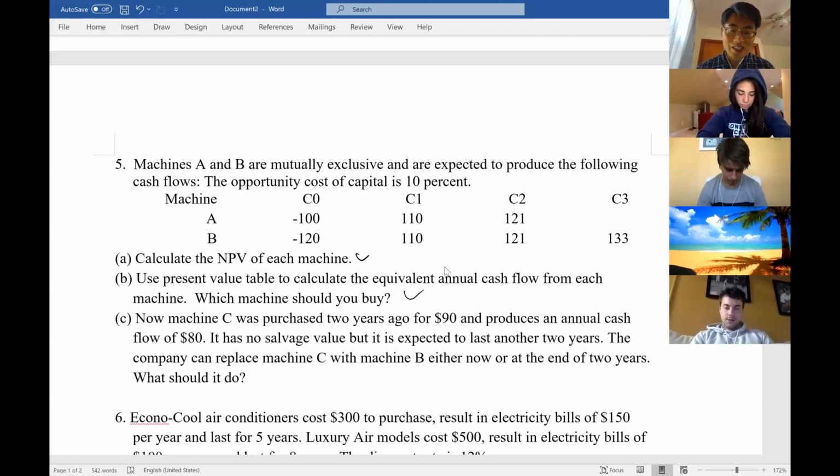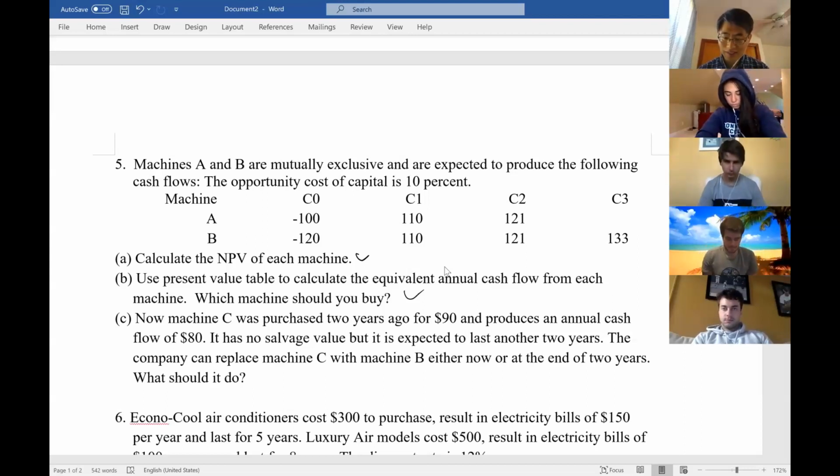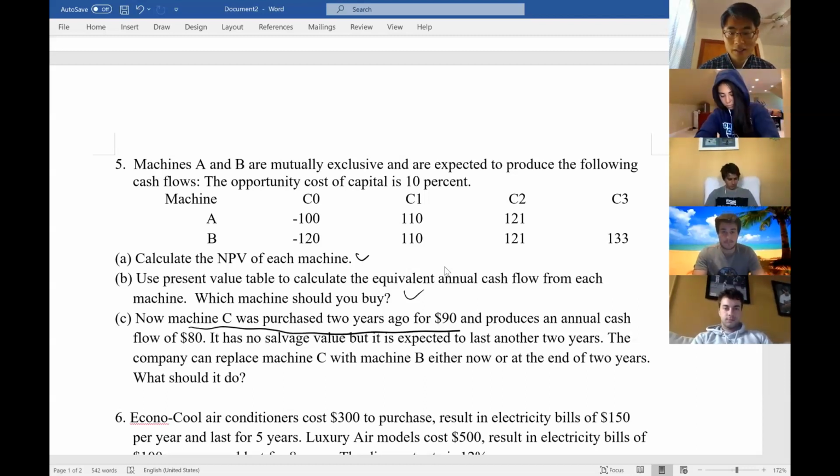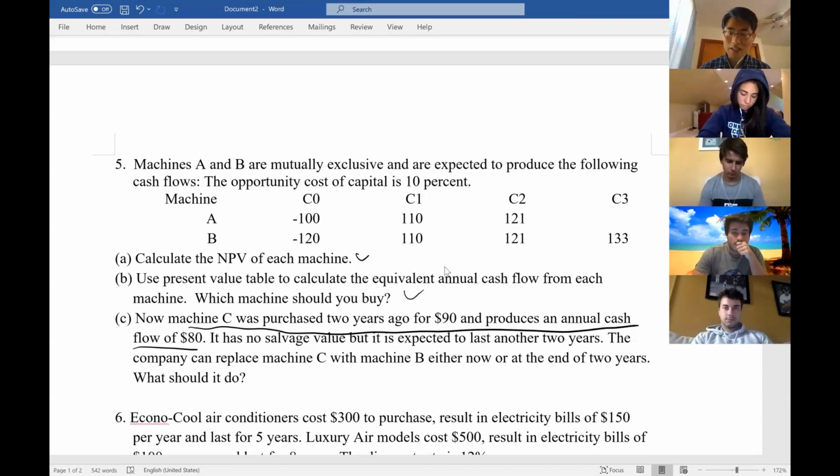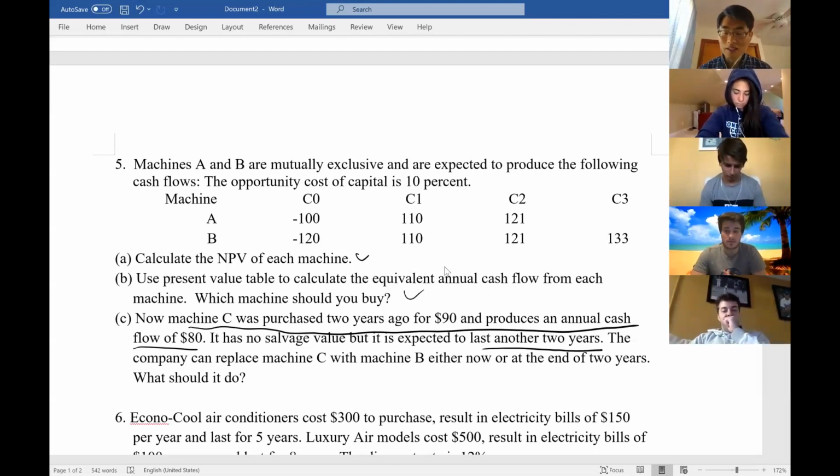So there is a machine C that was purchased 2 years ago for $90 and produces the annual cash flow of $80, right? It has no salvage value. So by selling the machine C, you don't get any additional money, but it is expected to last another 2 years, right? Now the question is, should you replace the machine C right away, or should you wait until the end of year 2, right?